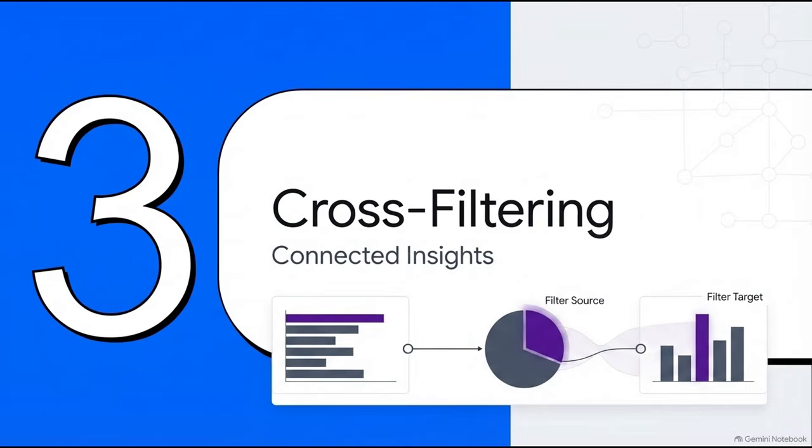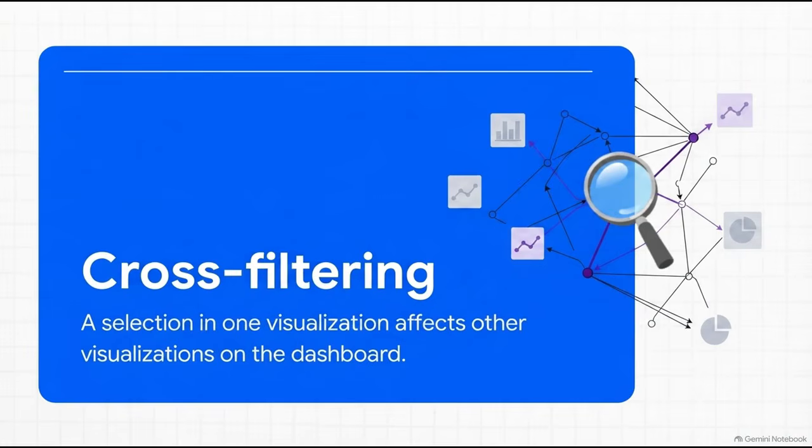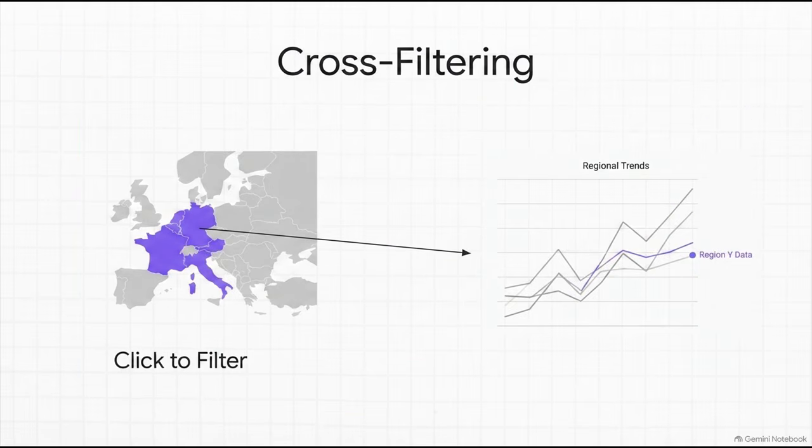Now moving right along to cross-filtering for connected insights. If parameters change the underlying metric, cross-filtering is what naturally connects your insights together. It's this incredibly slick technique where making a selection in one visualization automatically filters and updates all the other visualizations on your dashboard. It just creates a much more fluid analytical workflow compared to constantly tweaking a bunch of separate drop-down menus.